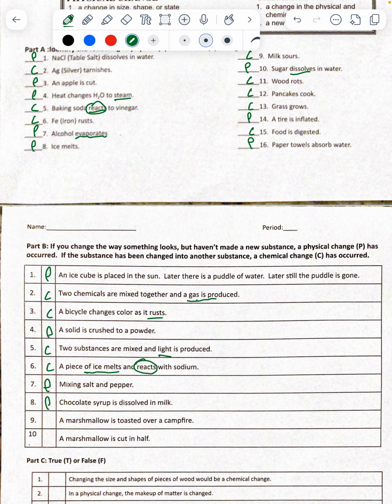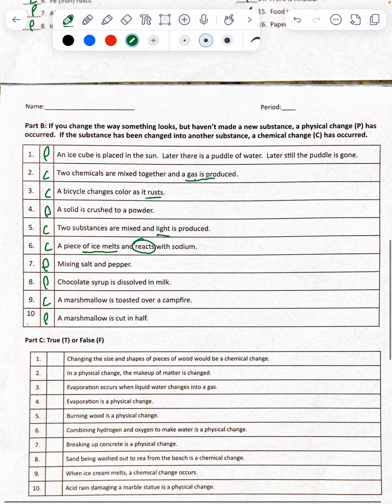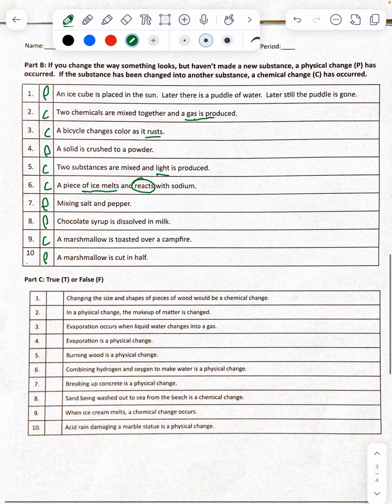A marshmallow is toasted over a campfire. That's something burning. Okay, so that is chemical. A marshmallow is cut in half. Still a marshmallow. That is physical. Okay, next part, true or false. Changing the size and shapes of pieces of wood would be a chemical change. Okay, so if I'm not burning it and stuff, I'm just cutting it into pieces, that would just be physical. Okay, so that would be false.